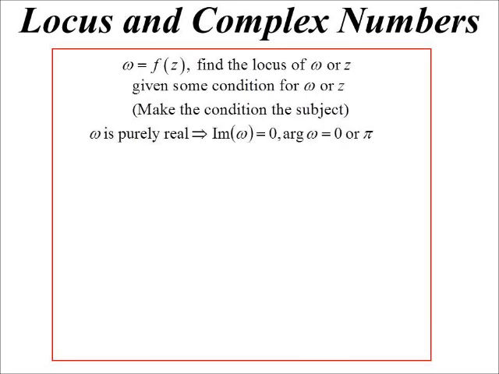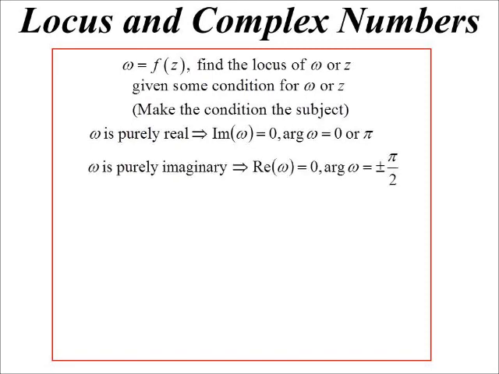Things we look for. If the condition they tell us is omega is purely real, and we've seen some of these sorts of ideas there, then we know, oh okay, they're telling me that the imaginary part is equal to 0. That's useful for working out an algebraic solution. For your geometric solution, what it's telling me is the argument is either 0 or pi, because all real numbers lie on the horizontal axis. So we know its argument is either 0 or pi.